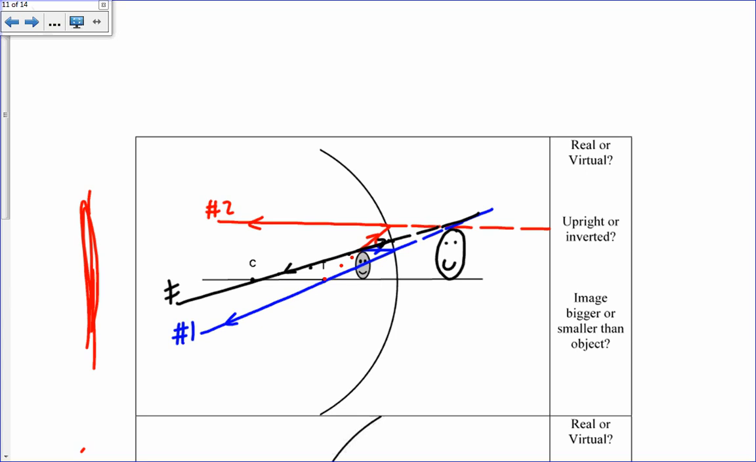This is number 3. And then number 4, to the center of the mirror, and then reflected back using the law of reflection. I'm going to draw back the reflected ray. This is a virtual image. It is obviously upright, and it's bigger.